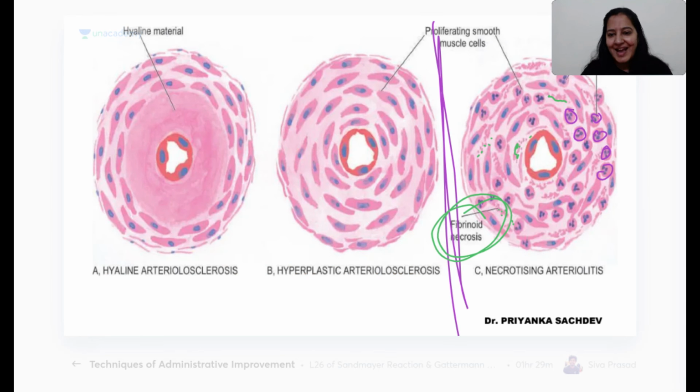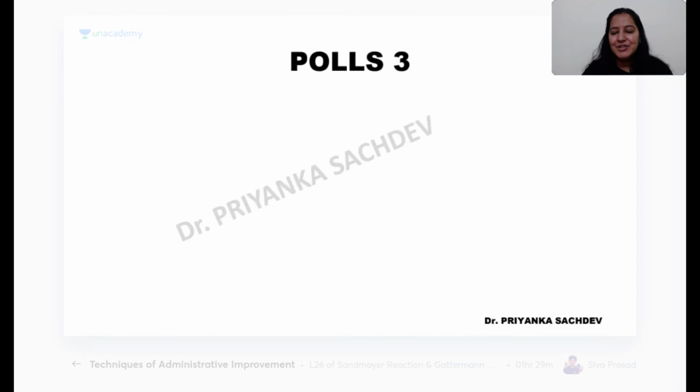So any doubt in this? Any doubt? Will you be able to draw these 3 diagrams? Any doubt in this? Should I proceed? Give me a thumbs up if done. Any doubt? Please write. Should I launch polls based on hypertensive pathology?